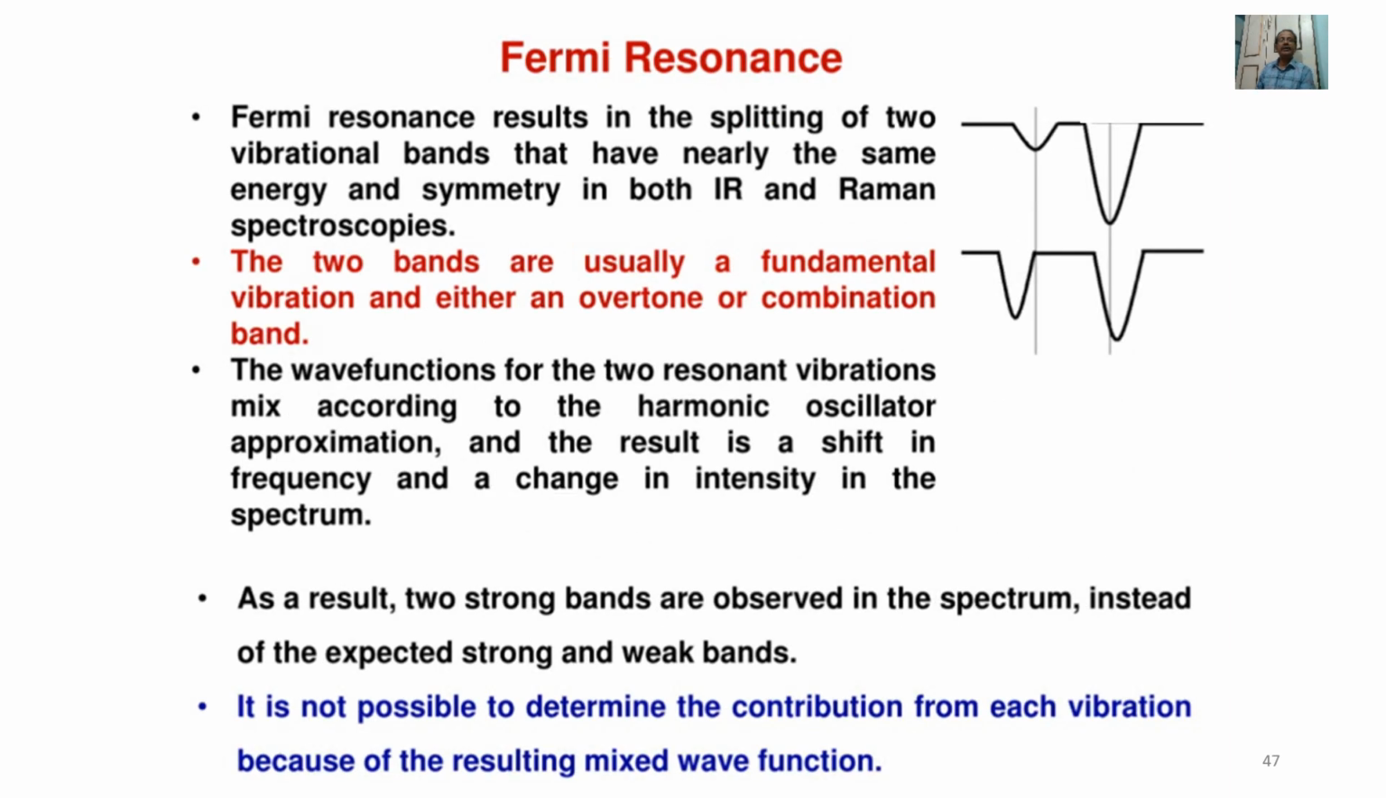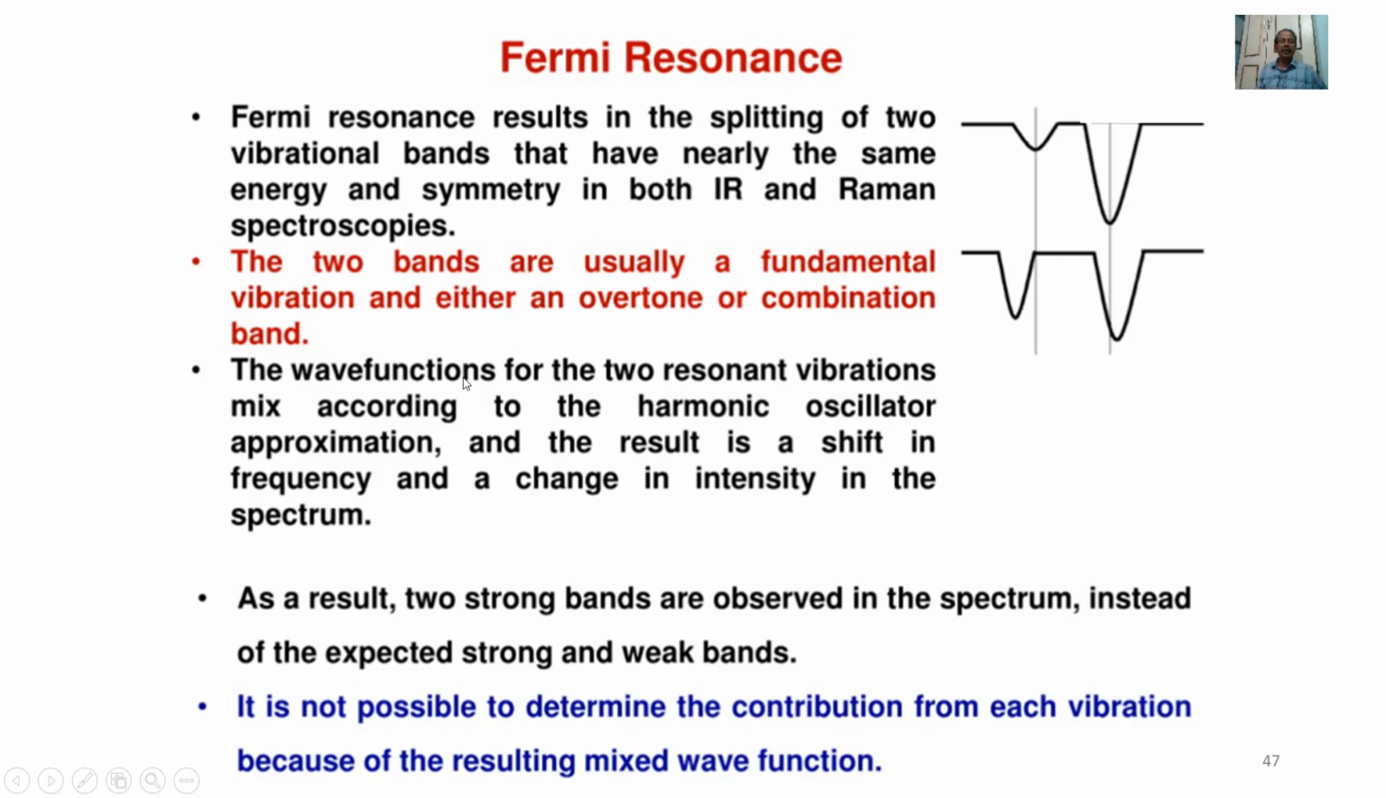Fermi resonance. Fermi resonance occurs in the splitting of two vibrational bands that have nearly the same energy and symmetry, in both IR and Raman spectroscopy. The two bands are usually a fundamental vibration and either an overtone or a combination band.